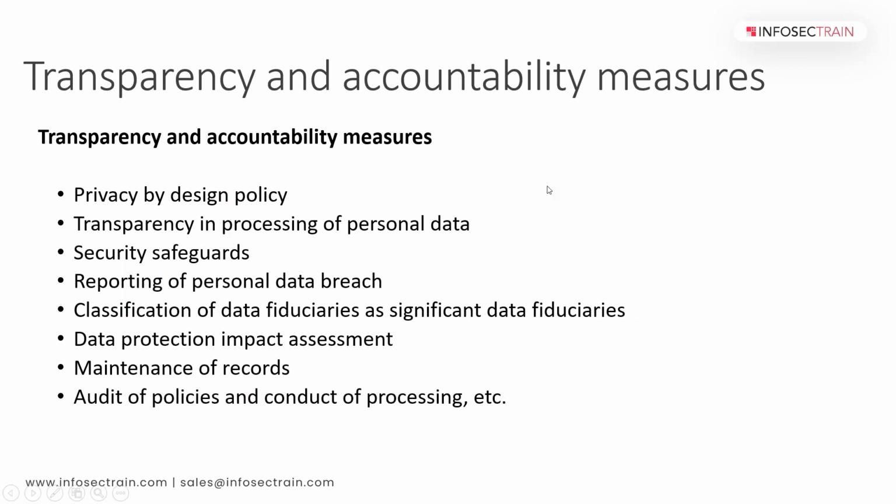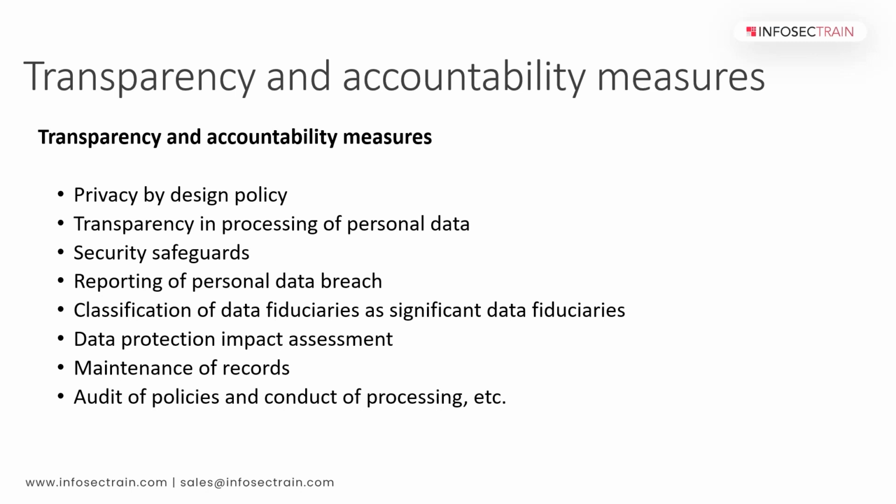Then transparency and accountability. So privacy by design policy is also going to be applicable. Anything that is defined in an organization, the process, the way it is defined, by default or by design itself, privacy has to be part of it. You cannot say that it is not given there. Transparency: whatever we do, we need to notify the person what we are going to do with the data and why we need it. Security safeguards, that is, how the information is going to be protected.